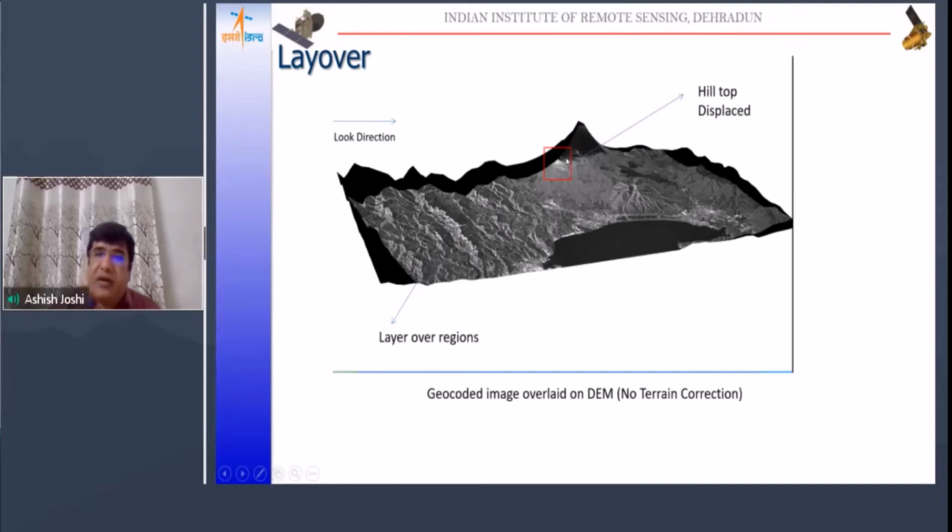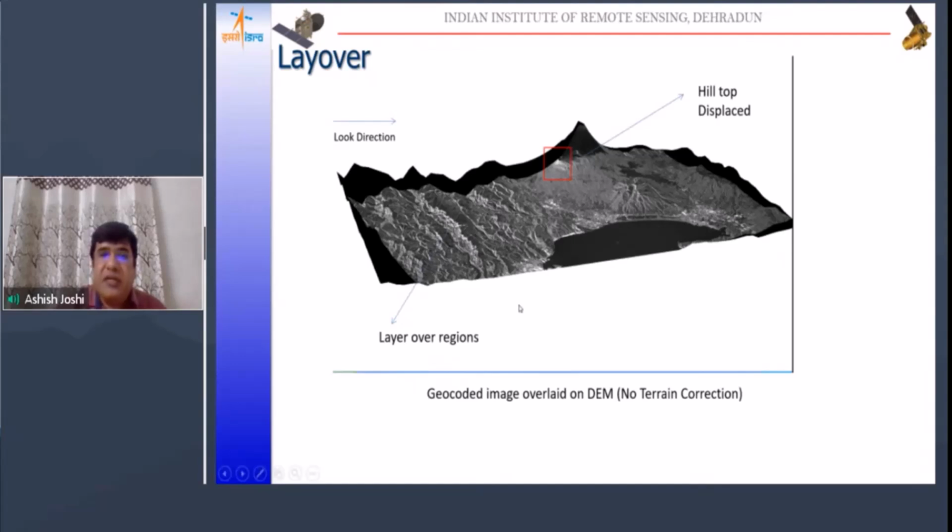So in our geocoded terrain correction, we have the DEM information, meaning we know the height values. For that particular height, we will find the proper position of this hilltop, and we will displace it from this position to this position with the help of the digital elevation model.